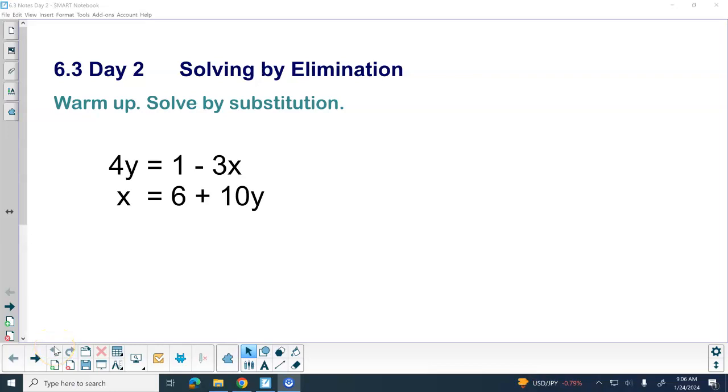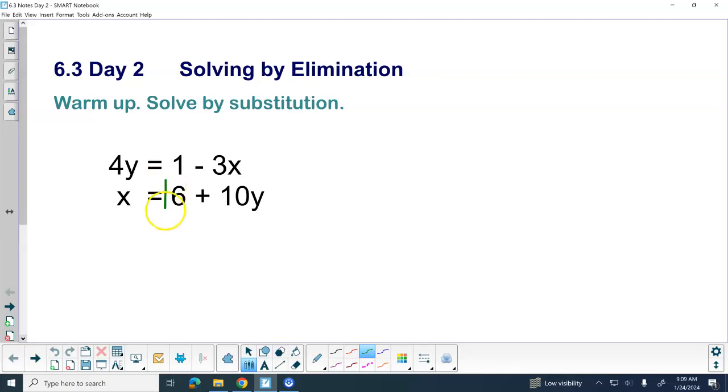Righty then. So, solve this one like we solved it on Monday with the substitution. And once we're done with the substitution on this one, then we'll start picking up eliminations. We'll add elimination into our tool belt today. So if I'm going to solve this one by substitution, I'm going to take one of my equations and I'm going to solve it for one of my variables.